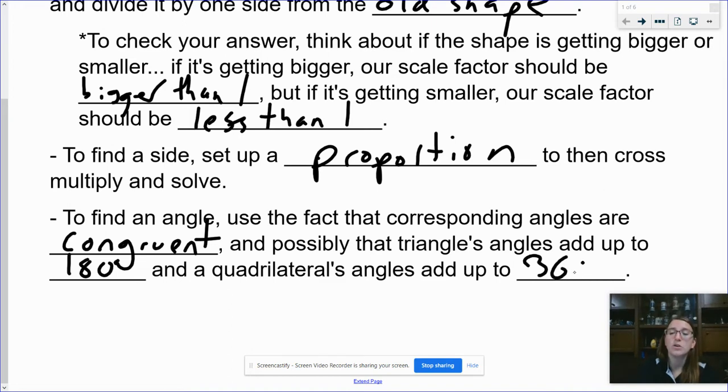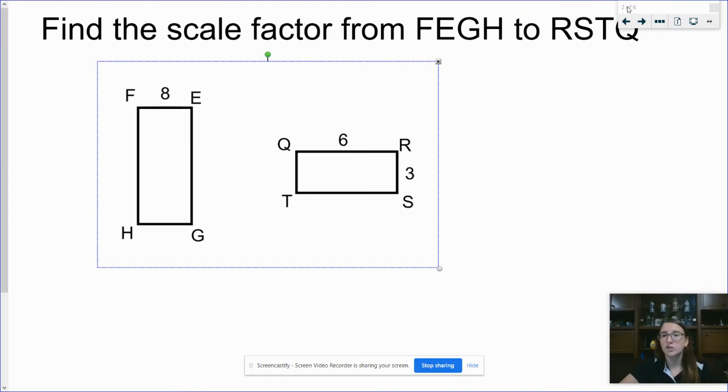360. You might need to use that fact as well. That yes, the angles in between the 2 shapes are the same, but also that if you're looking at a quadrilateral, all 4 add to 360, you may need to use that. So we're going to try just 1 or 2 more times, scale factor and setting up a proportion.